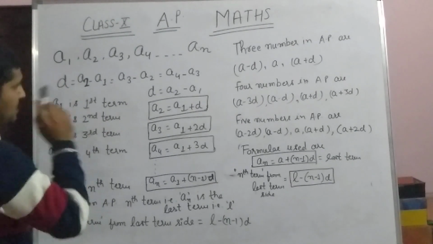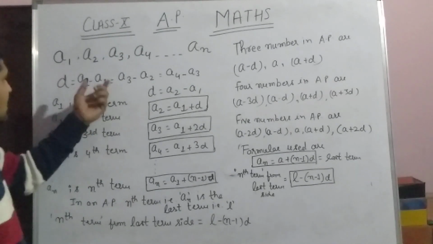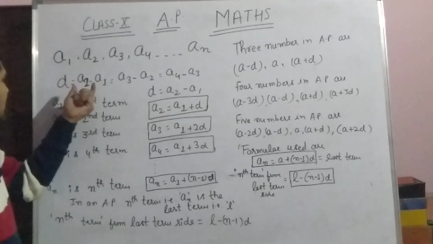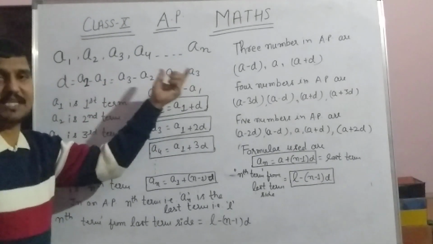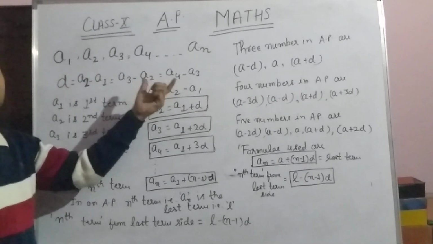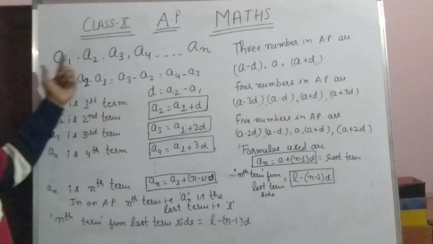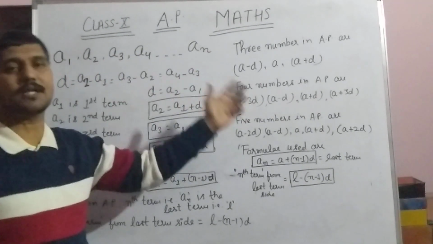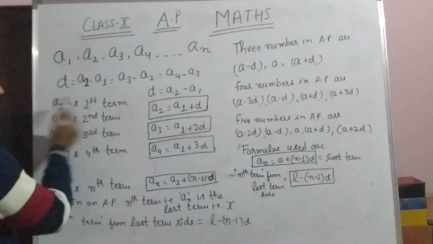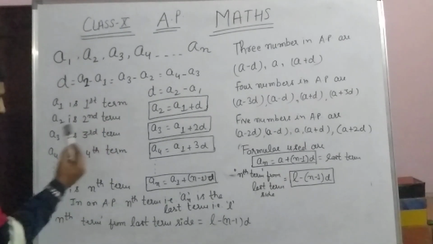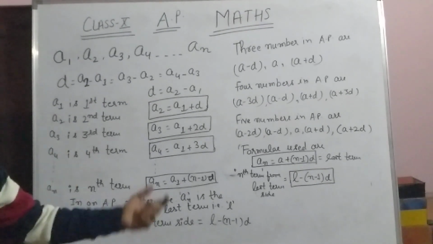So let us understand. A2 minus A1. It means if these terms are in AP, then A2 minus A1 should be equal to A3 minus A2, which should be equal to A4 minus A3. All these will be equal to the common difference D. Then we can say that A1, A2, A3, A4 up to AN are all in AP. A1 is the first term, A2 is the second term, A3 is the third term, A4 is the fourth term, and AN is the nth term, also known as the last term.